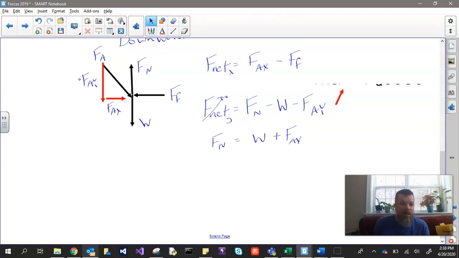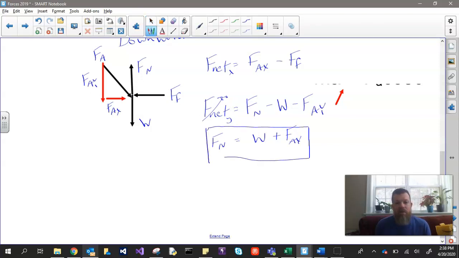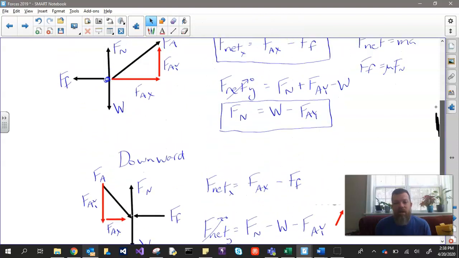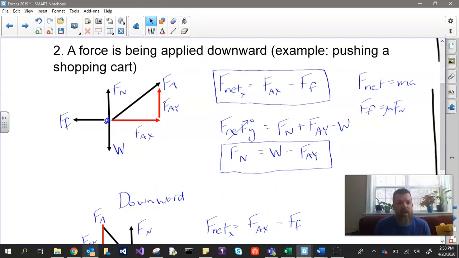And if you look at it, these two are working together in this one, so both the weight acting downward and someone pushing downward are increasing the normal force. And in this one, the Fay is acting against it, so it's actually kind of lifting it up and reducing the amount of force that's acting on the ground, and therefore the normal force is less.